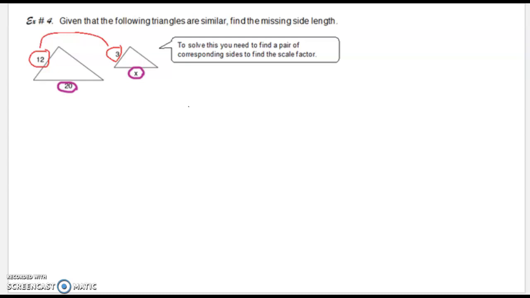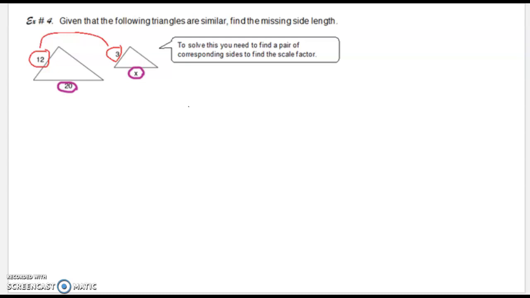Example number 4, given that the following triangles are similar, find the missing side length. So in this case, it says to solve this, you need to find a pair of corresponding sides to find the scale factor. So the missing side length here that they are asking for is this x. We need to find that out. So what we are going to do is we are going to set up proportions.